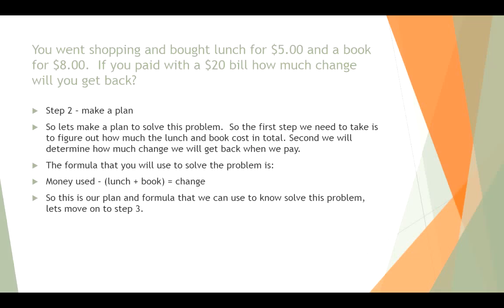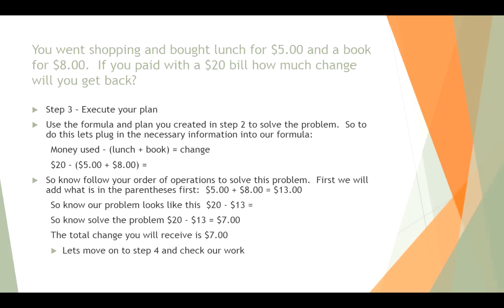So now we can move on to step 3, where we're actually going to execute our plan. So let's use the formula in the plan that we created in step 2 to solve the problem. To do this, we're just going to plug in the necessary information from the problem into the formula and then solve. So we paid with a $20, that's our money used. We're going to subtract that from the lunch, which is $5, and the book, which is $8. We're going to take those two amounts and subtract it from the 20, and that's going to give us how much change we have.